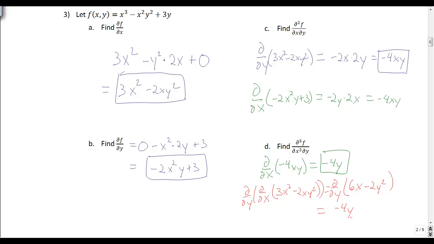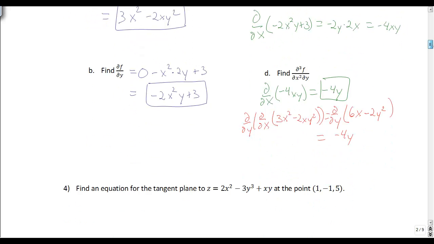Since there are 3 orders you can do this in, just pick whether you're taking y first, second, or third. But they all should give you the same value. Here you've already got 2, so it made sense to use the one you already have, and just take one more derivative.